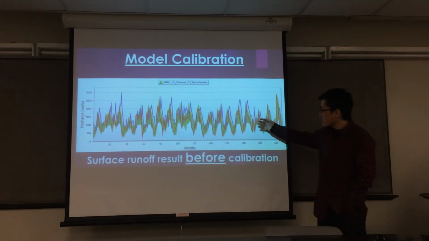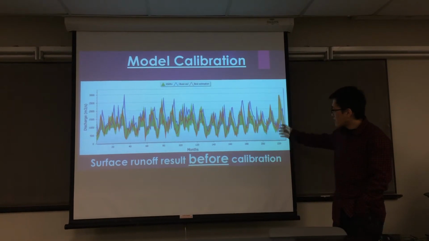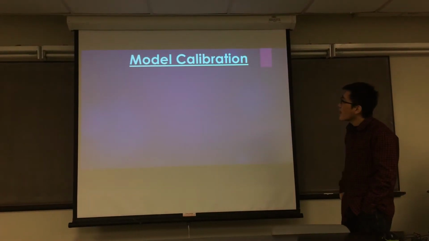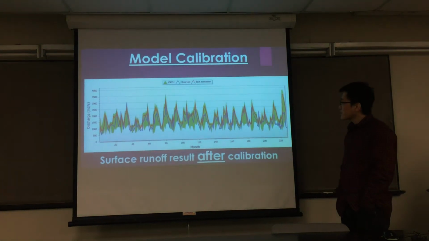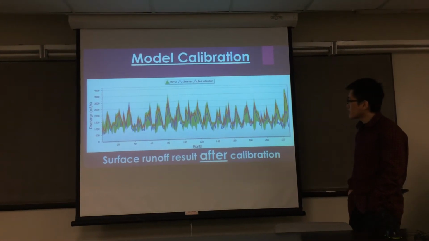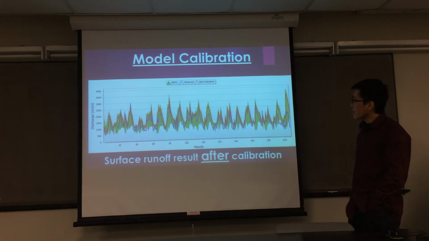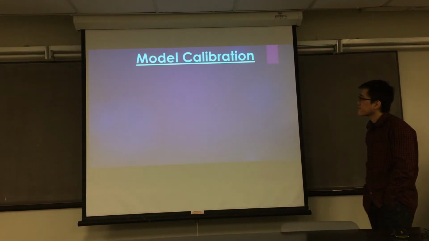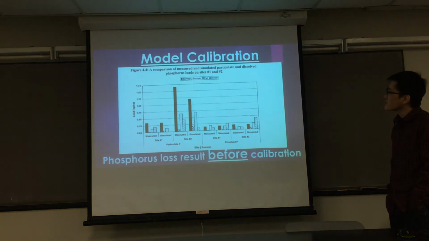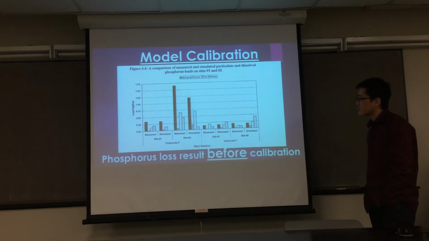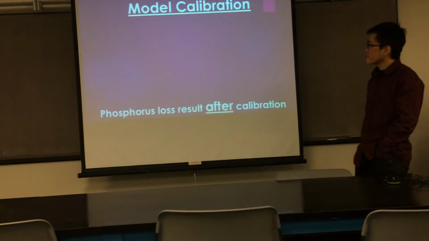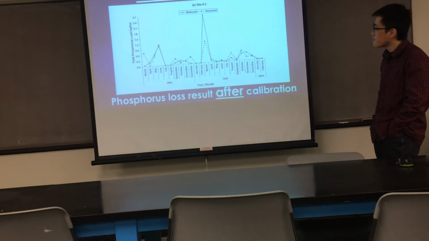This is the result before calibration. It does not coincide very well. But after calibration, you can see this is a very beautiful picture. The lines agree very well. And here is another example of calibration. This is the calibration of phosphorus loss, and as you can see, it is a beautiful picture as well.